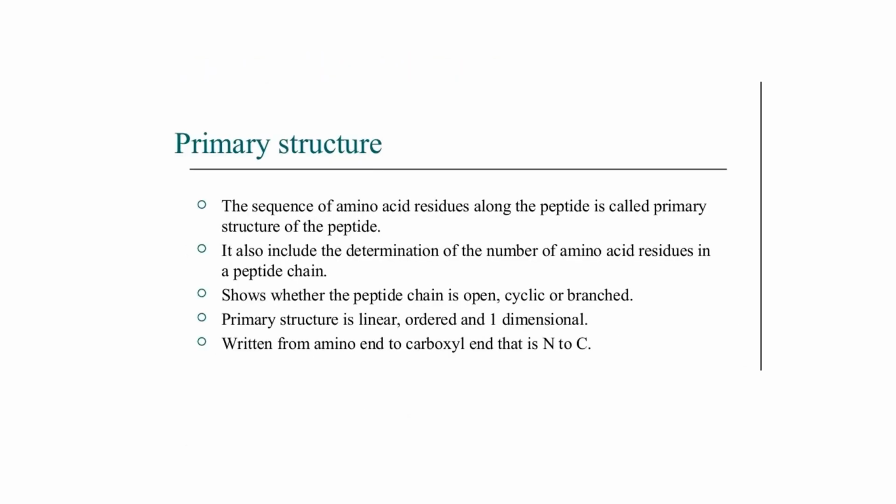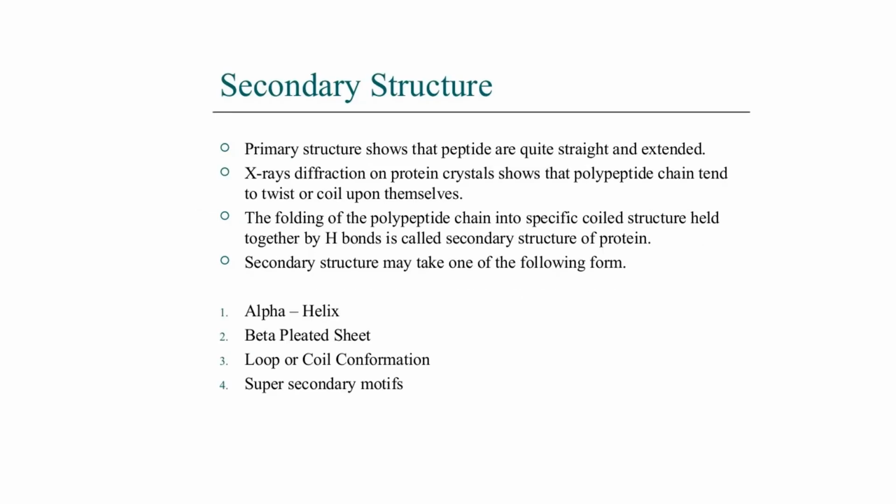Primary structure: the sequence of amino acid residues along the peptide is called the primary structure of the peptide. It also includes the determination of the number of amino acid residues in a peptide chain. It shows whether the peptide chain is open, cyclic, or branched. Primary structure is linear, ordered, and one-dimensional. It is read from the amino end to the carboxyl end, that is N to C.